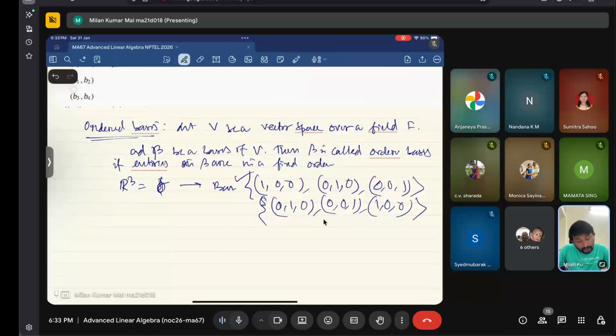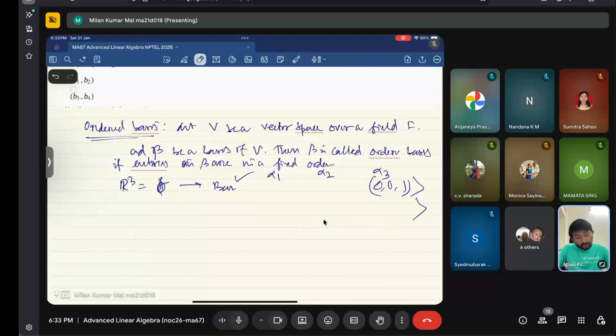But you can also fix it this way: considering this is alpha 1, this is alpha 2, this is alpha 3. Also you can consider this is alpha 1, this is alpha 2 and this is alpha 3 in another arrangement. They are the same set, but the ordering is not the same. So what is the importance of ordering? That I will come to later. But this is what ordering means. You can fix the ordering, so let me write this one: 0 1 0. This is the ordered basis.